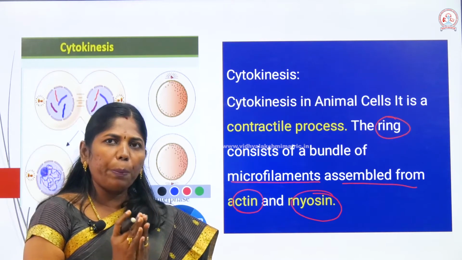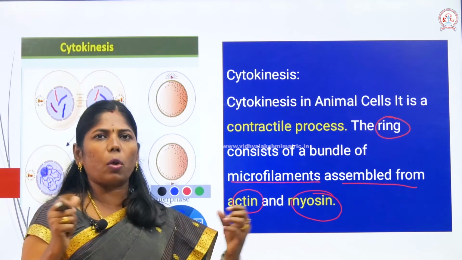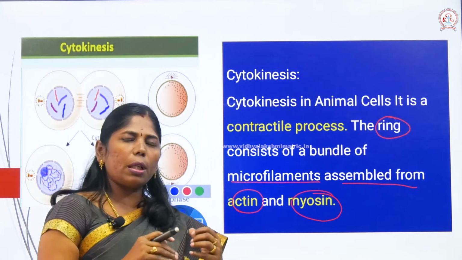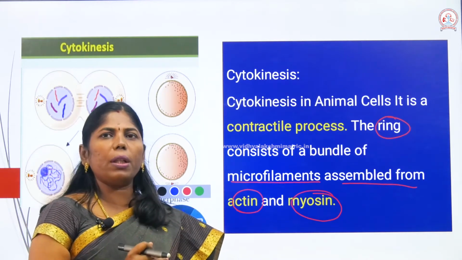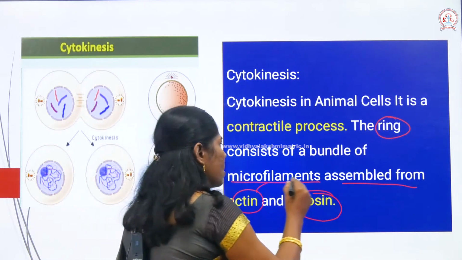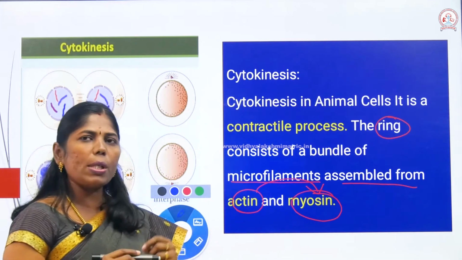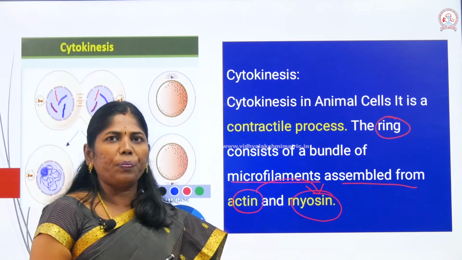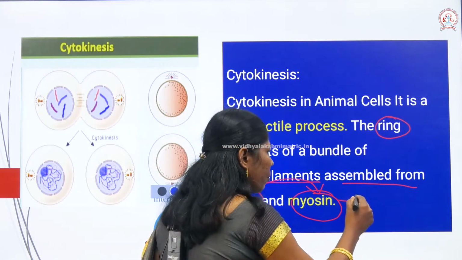So this is very important for the separation of the chromosomes. Okay, so actin and myosin are both used for the separation of the chromosomes. The actin is always associated with the myosin. It acts together with myosin. Actually, myosin is very important.